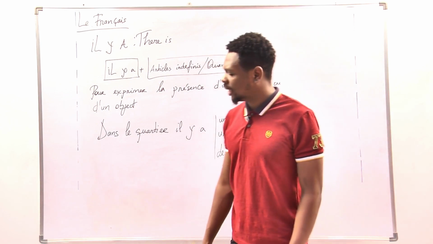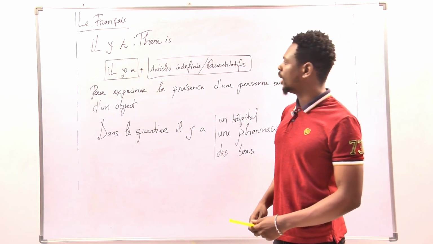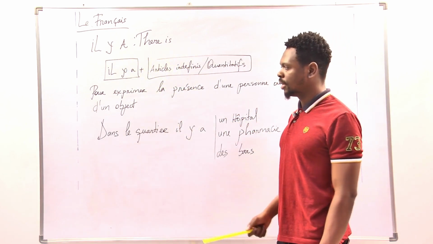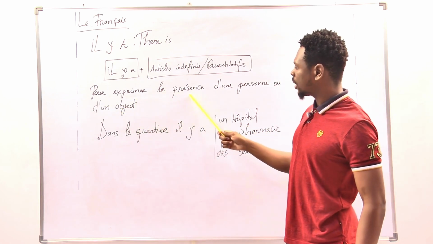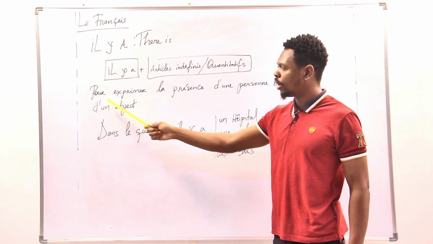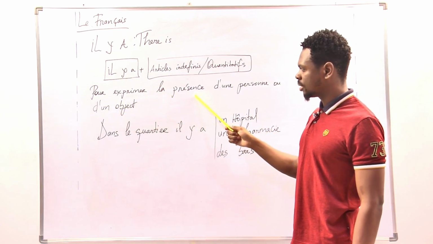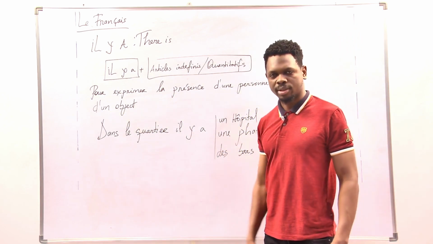We have il y a. Il y a means there is. Il y a helps us to do what? Pour exprimer la présence d'une personne ou d'un objet. For expressing the presence of a person or an object.